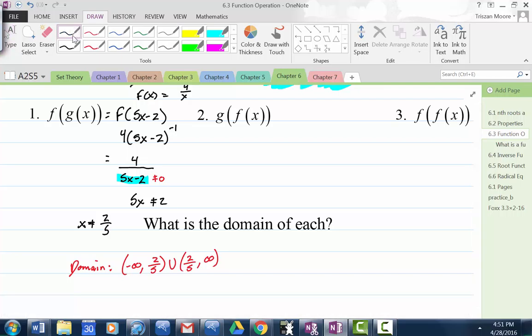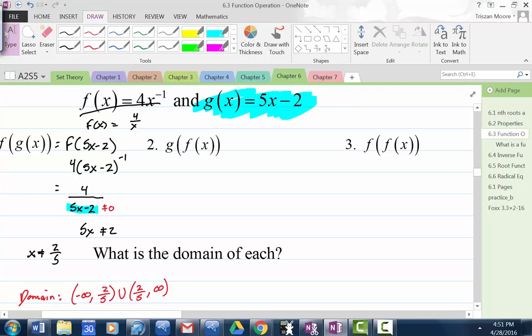Now, if I did g of f of x, it's not going to be the same function, right? Since f of x is 4x to the negative first, then this is going to be g of 4x to the negative first, right? So that means this is equal to 5 times 4x to the negative first minus 2. In other words, 20x to the negative first minus 2. In other words, 20 over x minus 2.